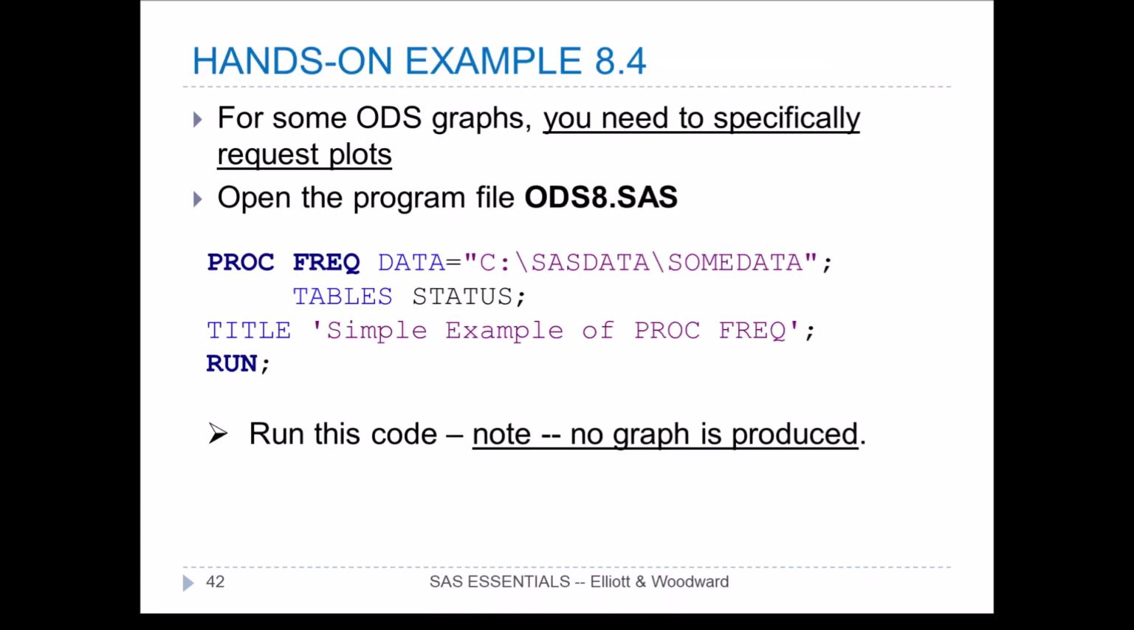However, there are some procedures that have plots, but they don't automatically occur. You have to request them, and this is an example of that. Open up ODS8.sas, and notice this is a PROC FREQ where I'm asking for some tables on the variable called status. Now when I run this code, no graphs are produced.